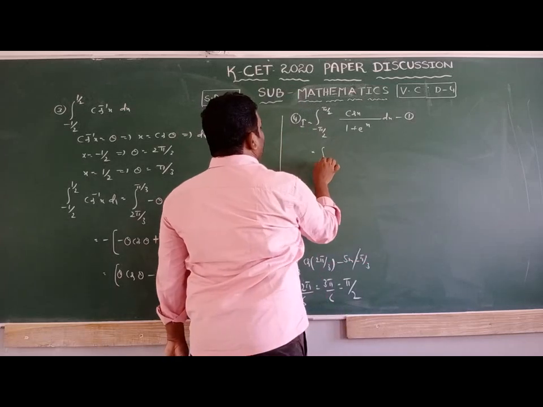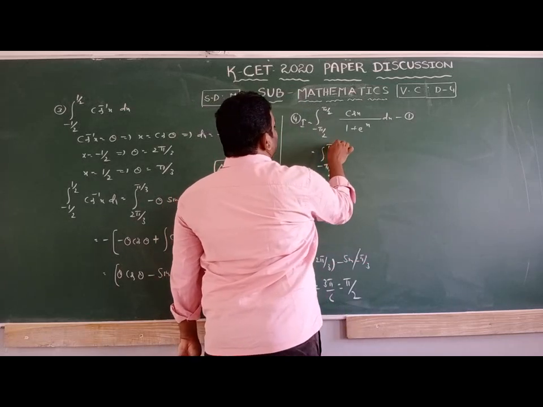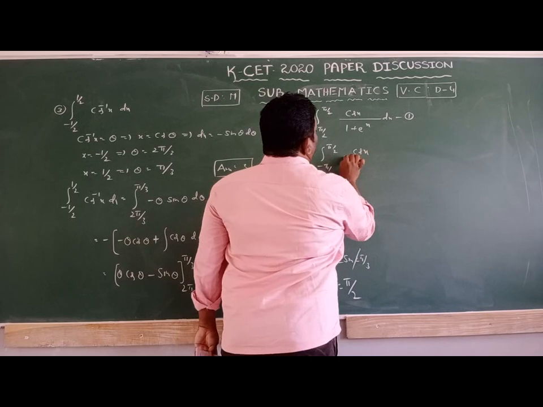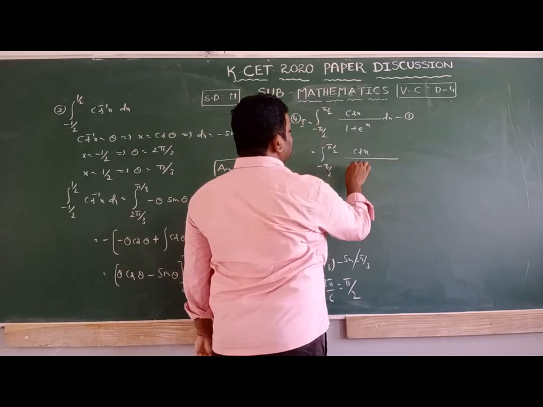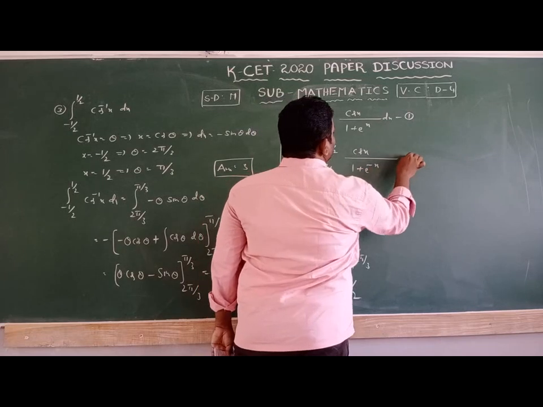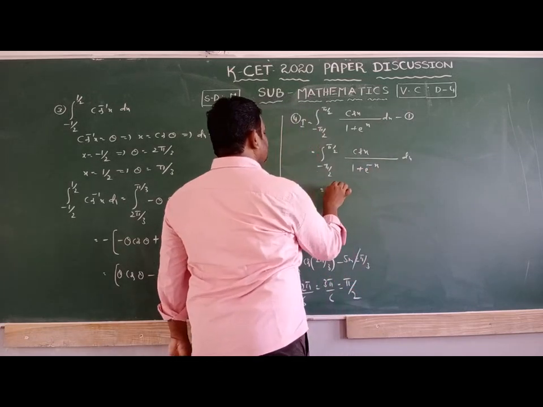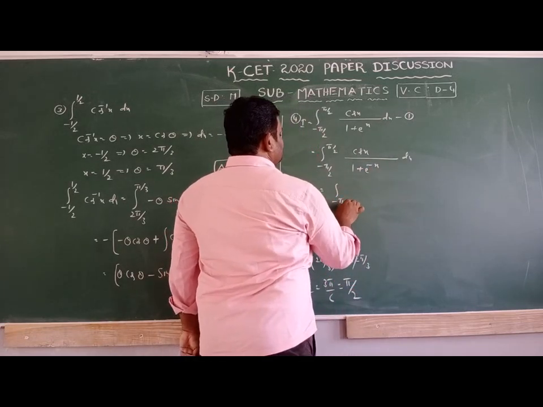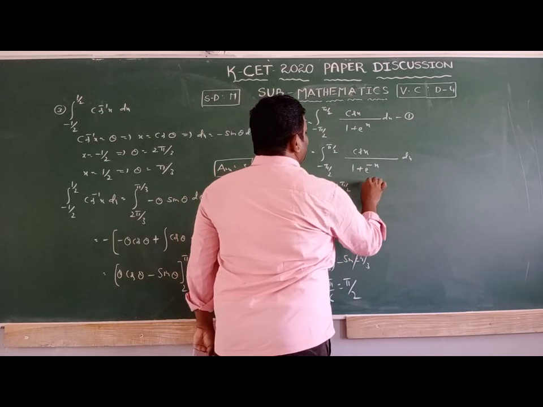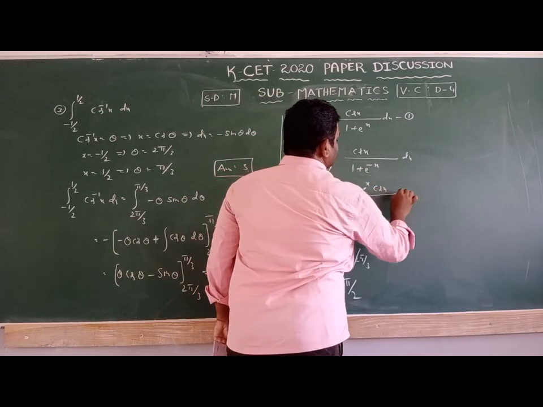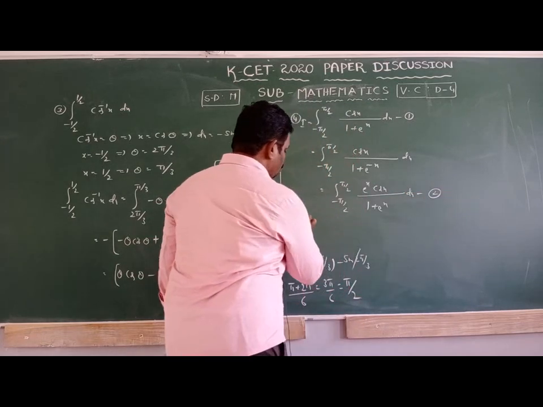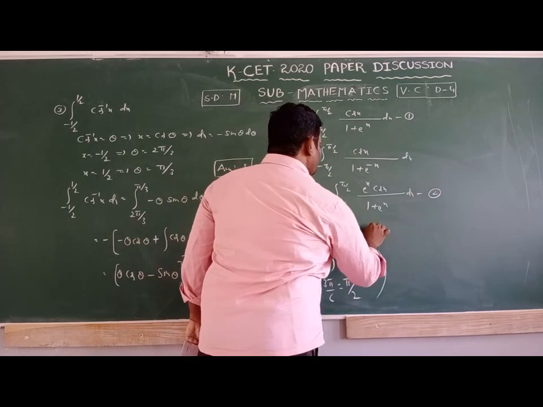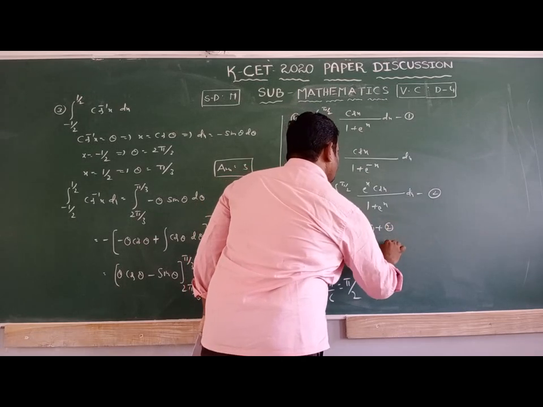Now we are applying the property, integral minus pi by 2 to plus pi by 2. So cos x becomes cos of pi by 2 minus x plus pi by 2 minus x, cos of minus x, plus 1 plus e power minus x dx value. Now simplifying this value, integral minus pi by 2 to pi by 2 of e power x into cos x by 1 plus e power x dx. So this is equation 2.